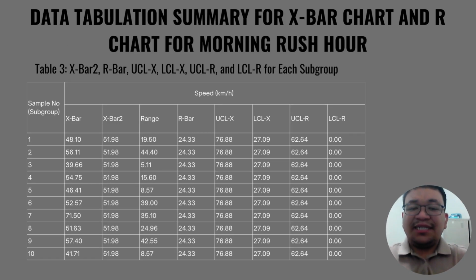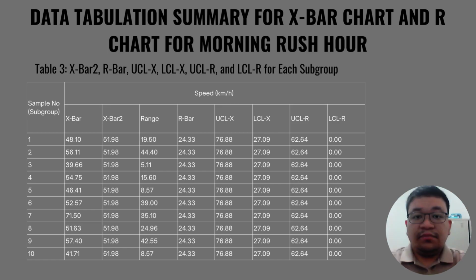So here is the data tabulation summary after we have applied the formulas needed to construct the X bar chart and the R chart for the morning rush hour. It is noted that regardless of the variety of the values of the X bar and the range, the values of the UCLX, LCLX, UCLR, and LCLR remain consistent throughout the sample numbers of the subgroups.